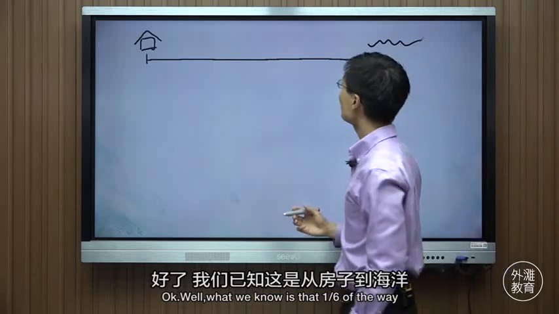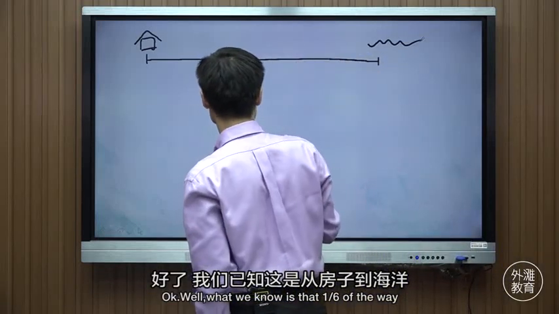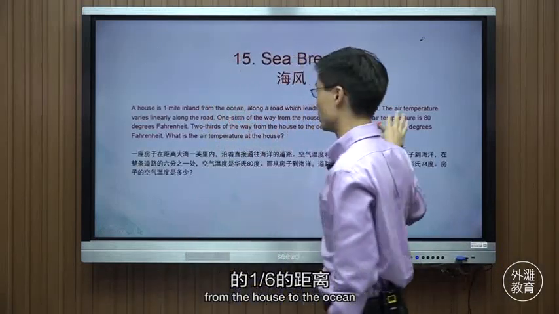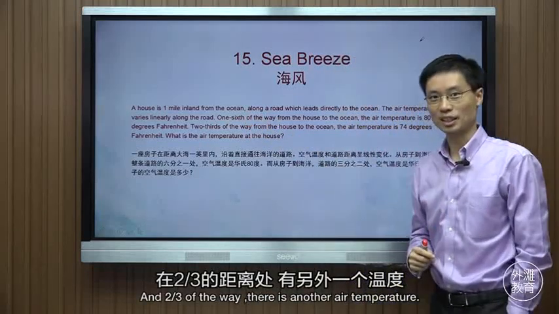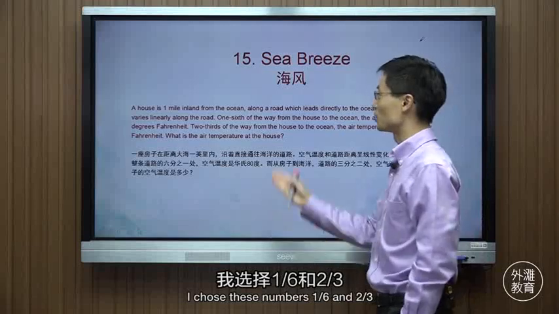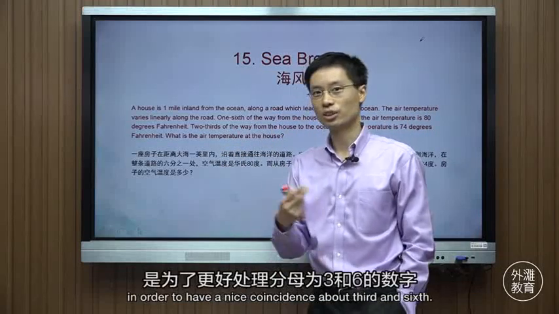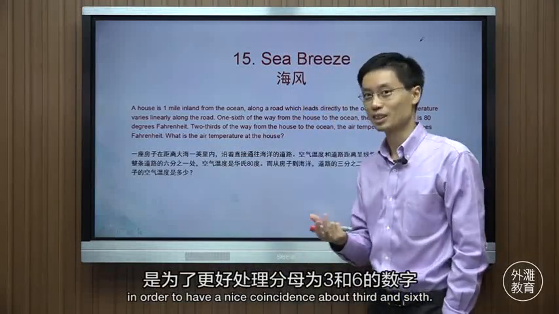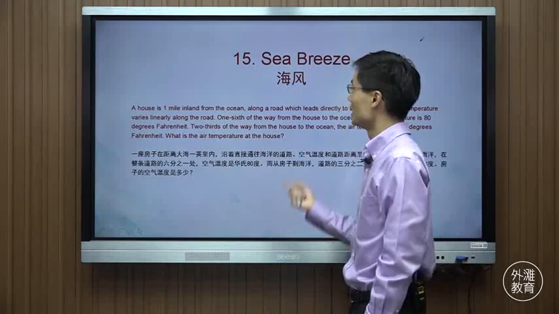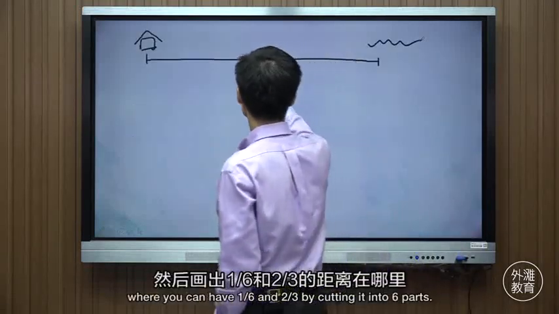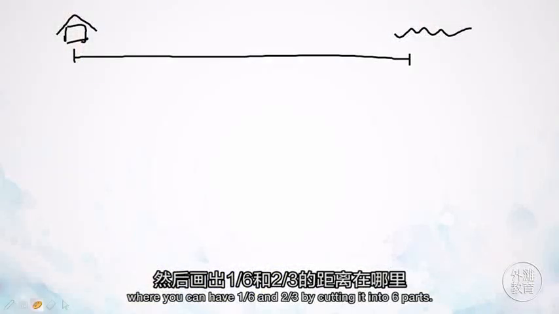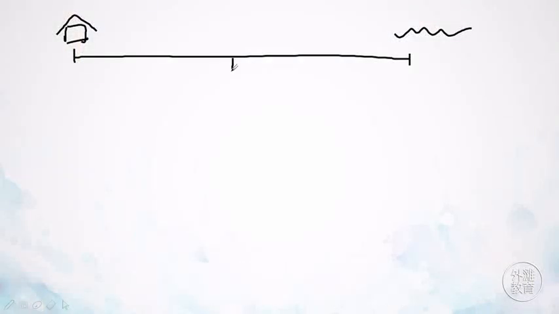Okay, well, what we know is that 1/6 of the way from the house to the ocean, there's an air temperature, and 2/3 of the way, there's another air temperature. I chose these numbers, 1/6 and 2/3, in order to have this nice coincidence about thirds and sixths. These are very nice, and you can actually draw it, where you can have the 1/6 and 2/3 by cutting into 6 parts.